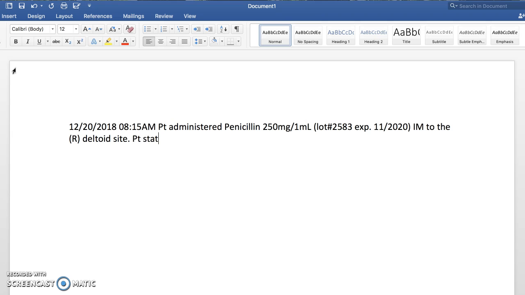The patient did state that they had no known drug allergies, and the patient had no adverse reaction. If they had a reaction, I would indicate what it was and what we did for it, but if the patient does not have any reaction within the next 10 to 15 minutes, then I would indicate there was none. I would do a backslash, first initial, last name, and then my title after. And that is how you document for any particular injection that you administer within your office.